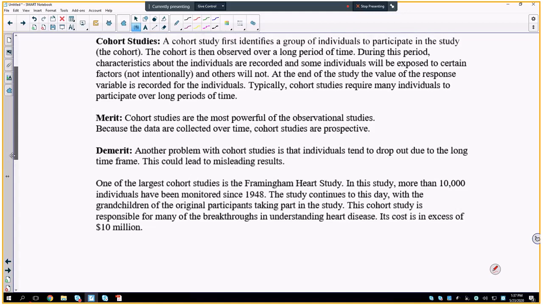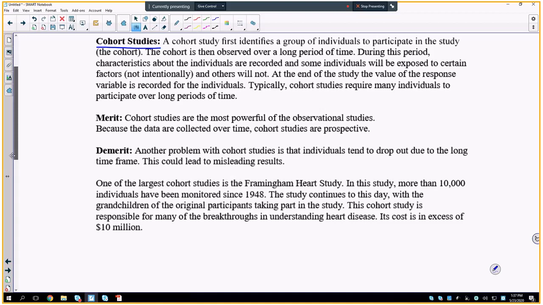One other type of observational study is a cohort study. This is a very good type of study. A cohort study first identifies a group of individuals to participate in the study, and we call that the cohort. The cohort is then observed over a long period of time. During this period, characteristics about the individuals are recorded, and some individuals will be exposed to certain factors, not intentionally, because remember, this is an observational study, so we're not intentionally exposing them. But over time, some will be exposed to certain factors and others won't.